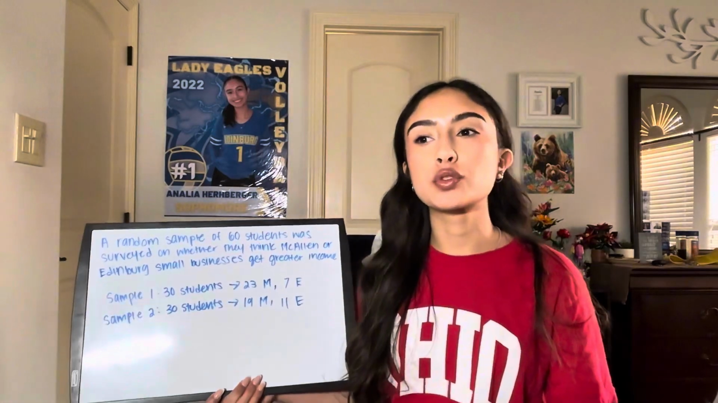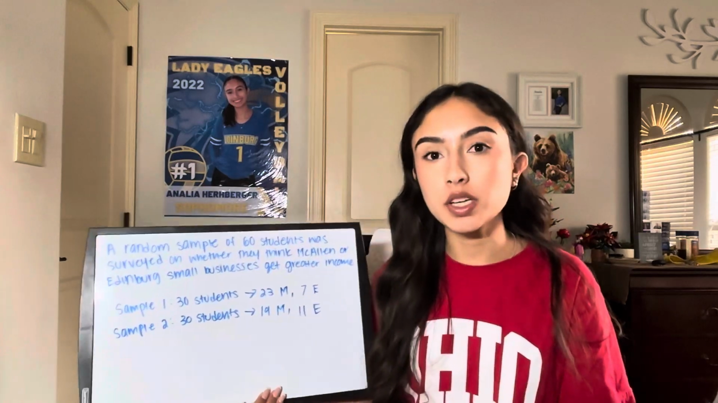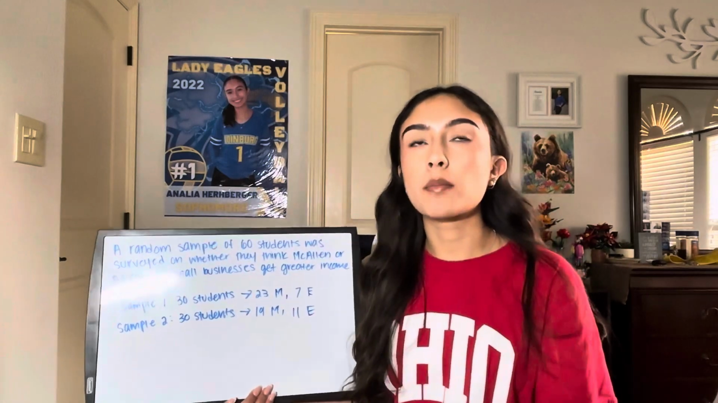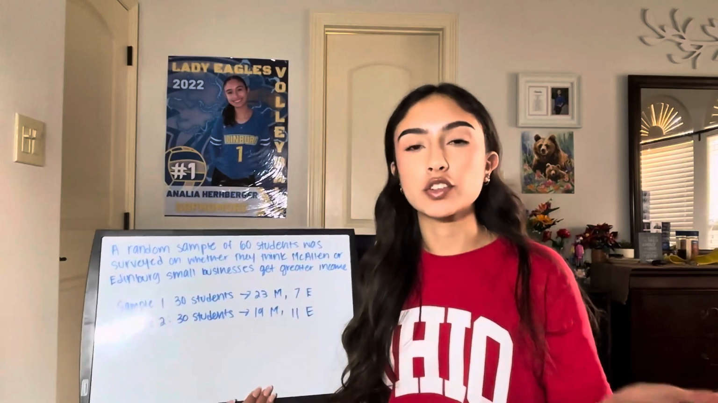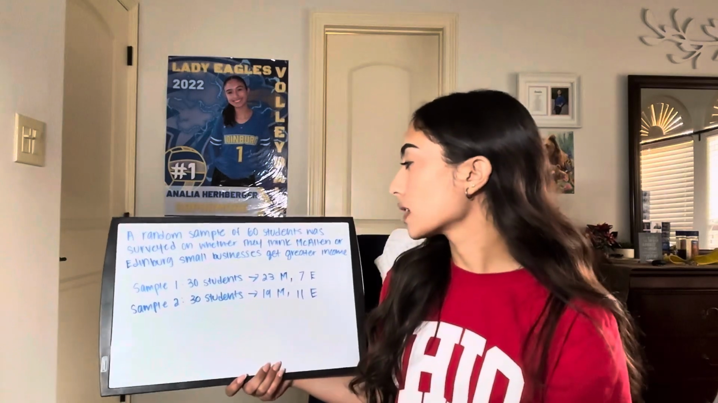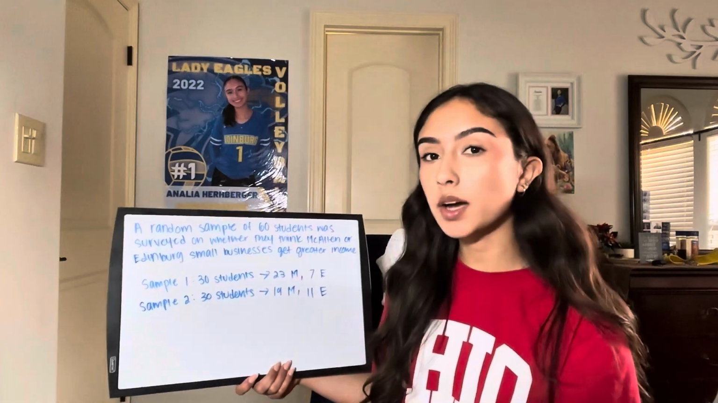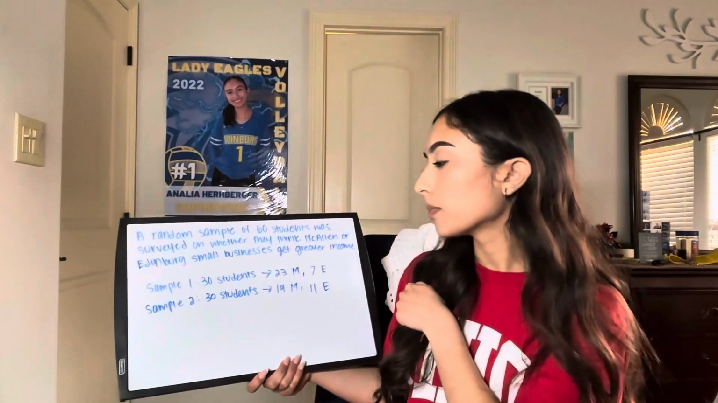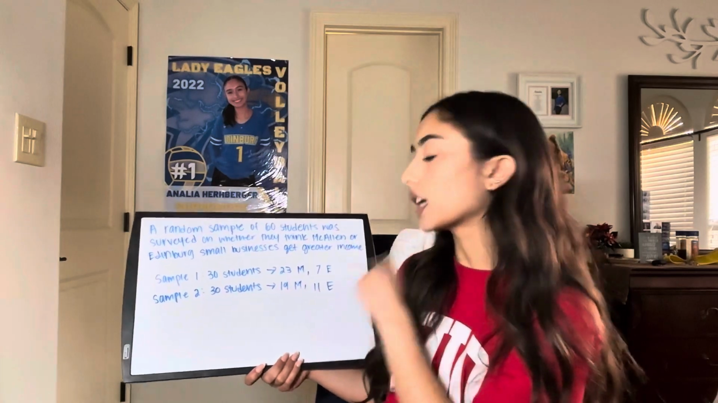The way that I chose to collect my data is I created 2 group chats with randomly selected IDEA students, and I created a poll which asked them if they thought McAllen or Edinburgh small businesses generated more income. I will insert the images here of the 2 polls. A random sample of 30 students was surveyed on whether they think McAllen or Edinburgh small businesses get greater income. Sample 1 was 30 students, and 23 chose McAllen and 7 chose Edinburgh. Sample 2 is 30 students and 19 chose McAllen and 11 chose Edinburgh.